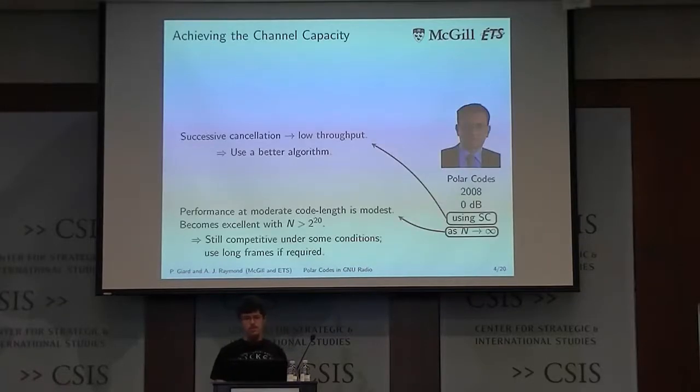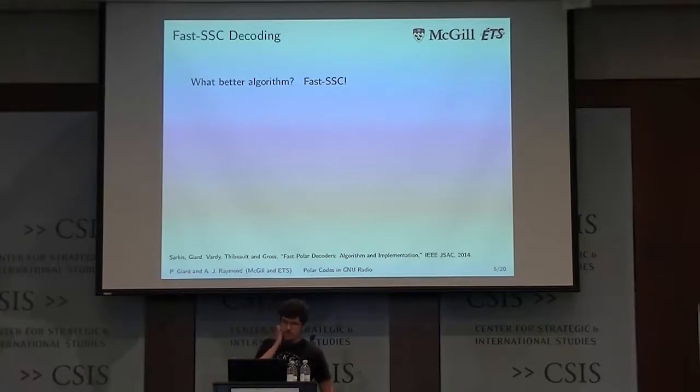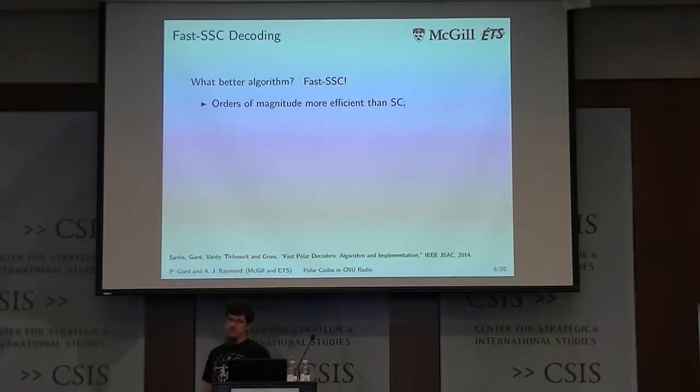So what better algorithm can we use? Well, Fast-SSC. My colleague Gabi and I proposed an algorithm back in May 2014 in JSAC, called Fast-SSC. I'll go back to what that algorithm is, but for now, let's just say that it's orders of magnitude more efficient than successive cancellation.